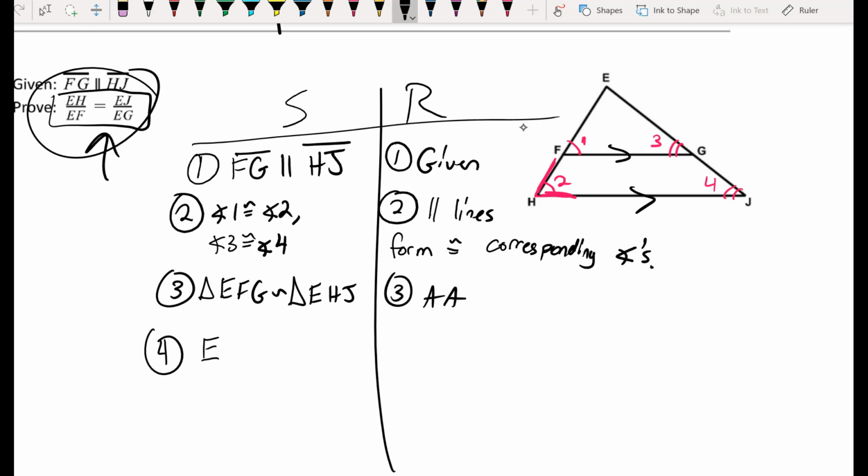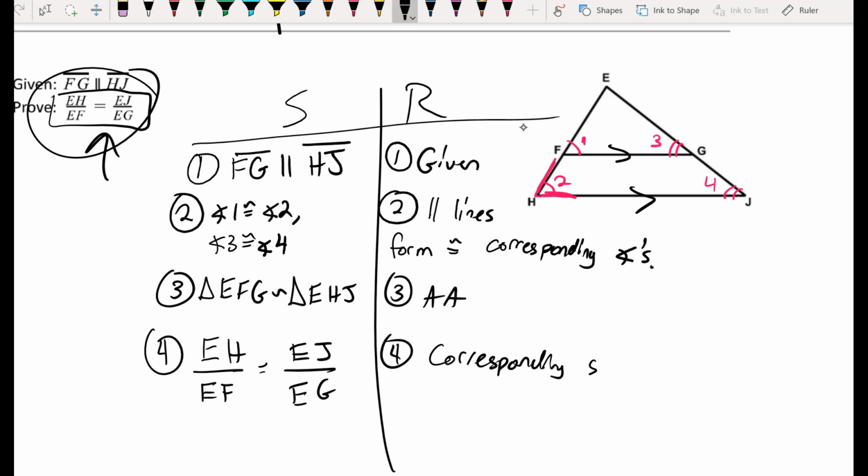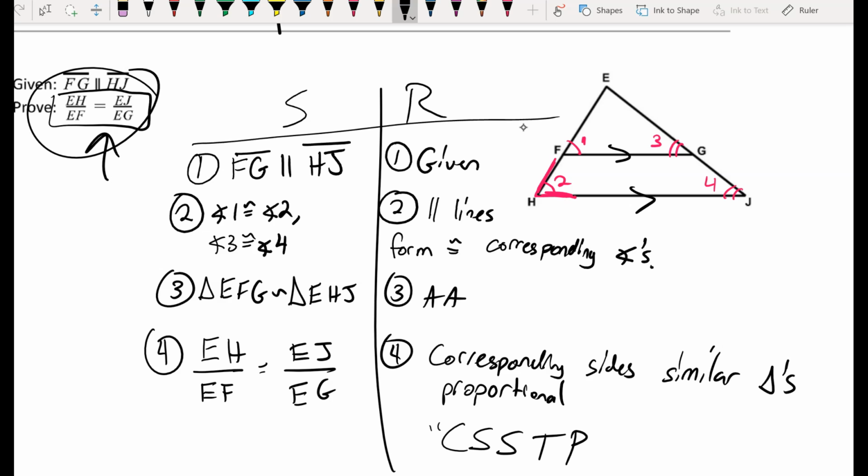So that's just one extra step to say that EH divided by EF is equal to EJ over EG, simply because corresponding sides of similar triangles are proportional. Now you'll notice that's a lot to write, so if you want to, you're welcome to use the acronym CSSTP. Just remember what that stands for. Corresponding sides of similar triangles are in proportion.